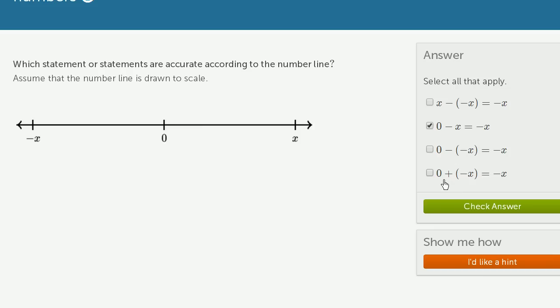Now this last one, you have 0 plus negative x. So when you would add a positive number, you'd go to the right. But if you're adding a negative number, you'd go to the left. So 0 plus negative x gets you to negative x. And that makes sense. 0 plus any number is going to be that same number again. So 0 plus negative x is going to be equal to negative x.